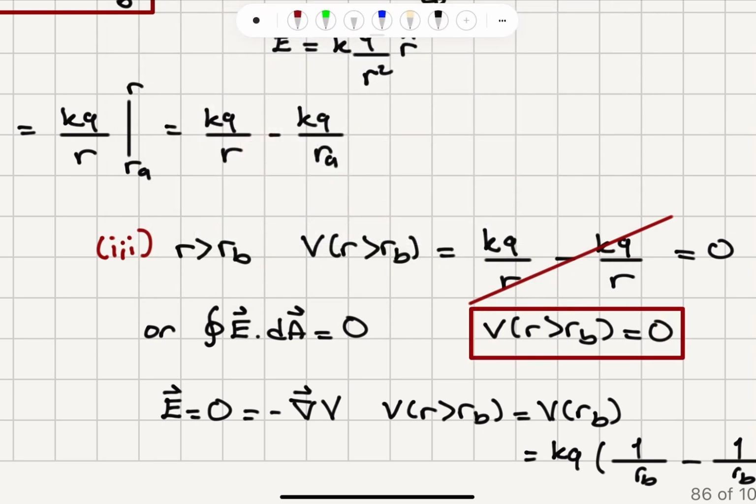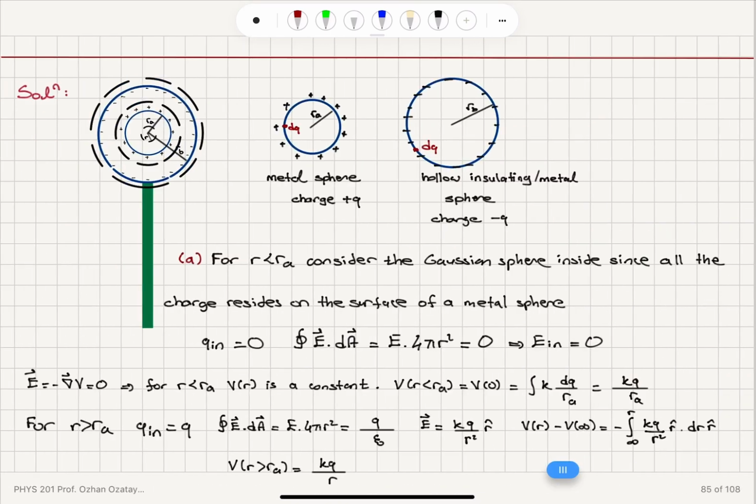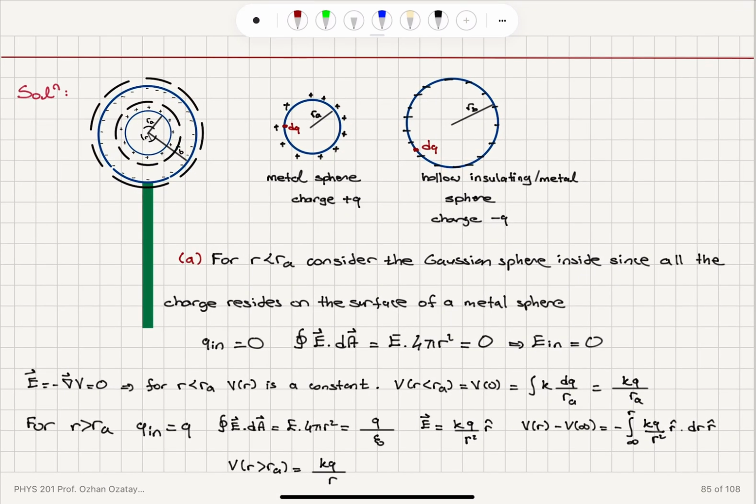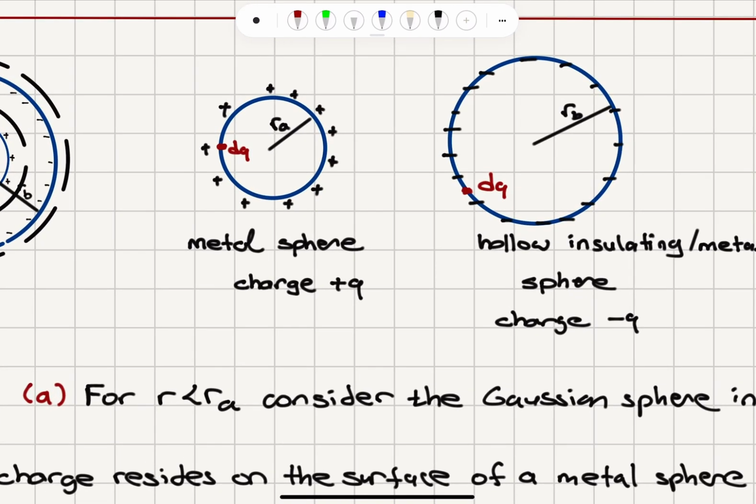So I have the answer for all three regions. I considered 3 Gaussian surfaces: inside, in between, and outside. I also used the superposition principle. I looked at the potential due to the single metal sphere. Inside, the potential is a constant equal to the potential at the center, which is KQ over R_A. Outside, it is KQ over R.